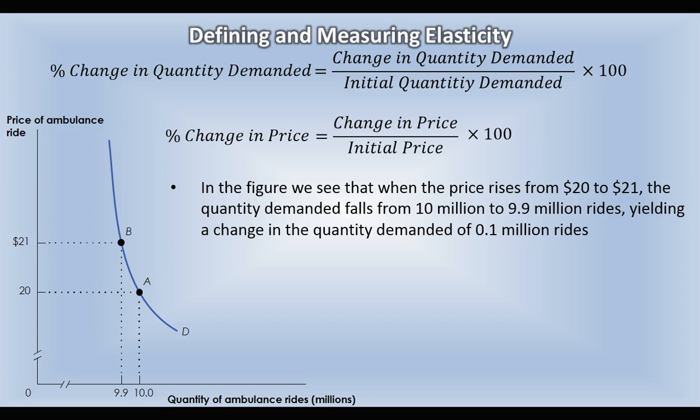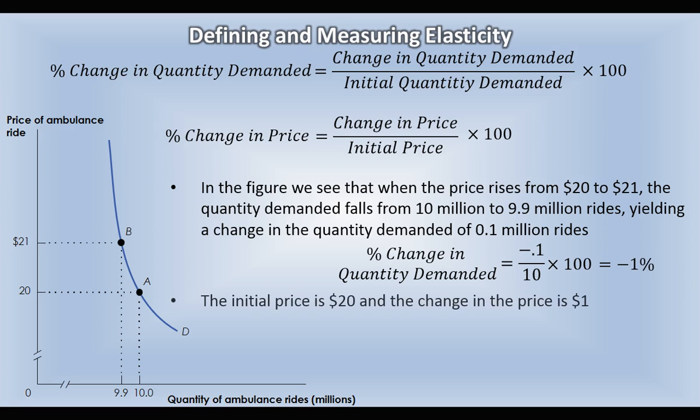So in the figure, we see that when prices rise from $20 to $21, the quantity demanded falls from 10 to 9.9 million rides, yielding a change in quantity demanded of 0.1 million rides. So again, we calculated the percent change in quantity demanded to be negative 0.1 over 10. So we started at 10, we lost 0.1, and then we multiply that by 100. Plugging that into your calculator gets us to a negative 1% change in quantity demanded.